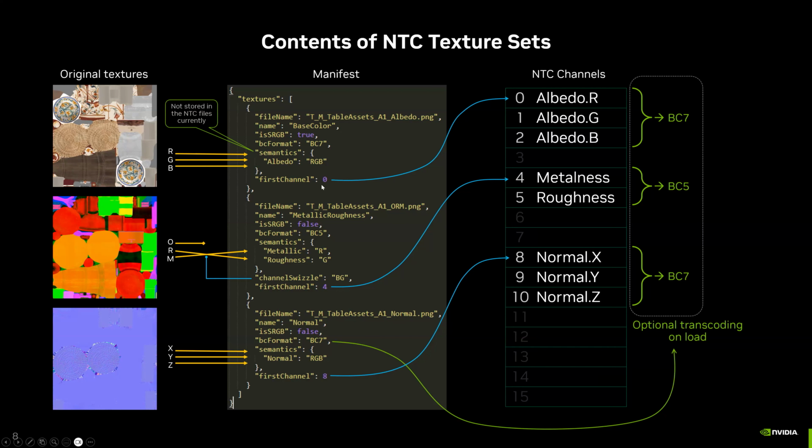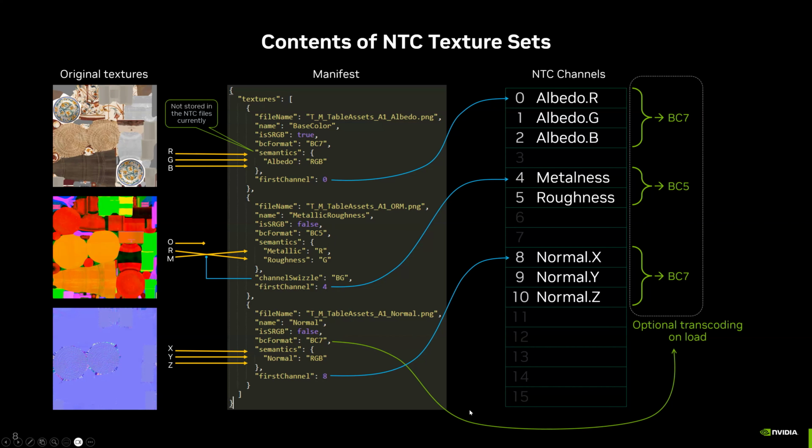So we explicitly say here that the albedo or base color texture is to be placed into channels 0 to 2. The ORM texture is swizzled. We swap the metalness and roughness and place them into channels 4 and 5, and the occlusion is ignored. It's optional. And the normal map is placed in channels 8 through 10. The manifest also specifies that the base color is supposed to be transcoded into BC7, as well as the normals, and the metal roughness is supposed to be transcoded into BC5.